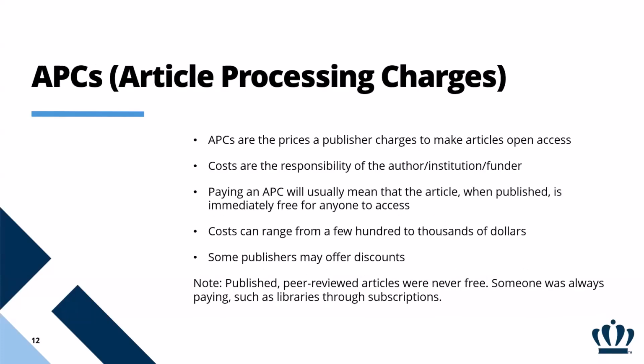So in the gold open access model, rather than users paying for access to the article after it's already been published, either individually, as we said, or through library subscriptions, costs are the responsibility of the author at the time the article is published. So these APCs can range from a few hundred to a few $1,000s. Sometimes there might be some help for these.